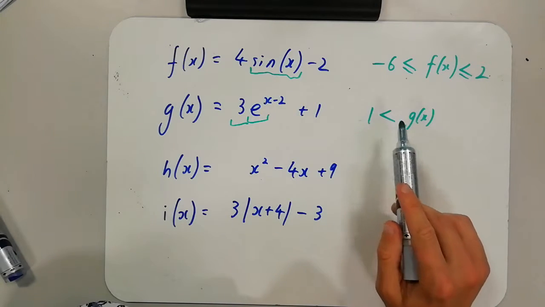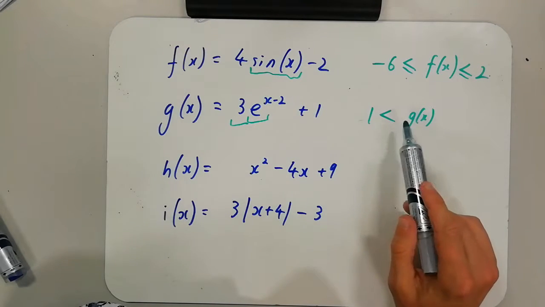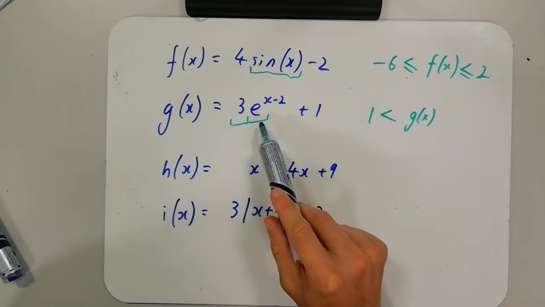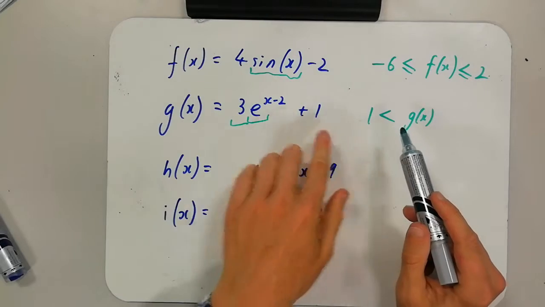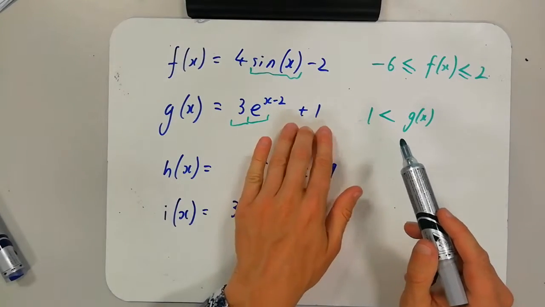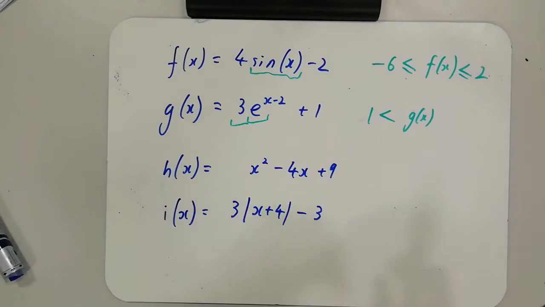Notice that I've said strictly greater than 1. As this has an asymptote, e to the x equals 0, I will never actually reach 0 there. Therefore, I will never reach 1 when I add 1 to it.